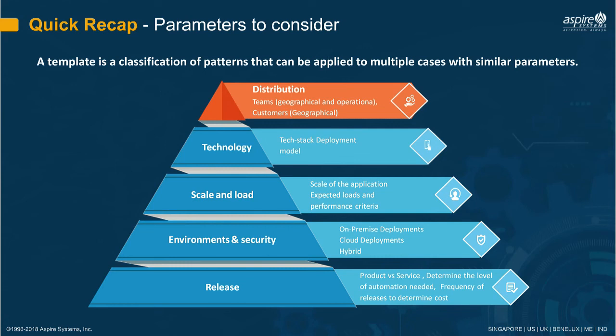The fourth parameter that we've identified is environments and security. How are environments defined? How is the security model? Are these environments close to outsiders, or are these environments very open, or is it closed at some places and open at some places? Is it a hybrid model? Is it a completely cloud deployed model? So all of these will be dealt with in the environments and security parameters.